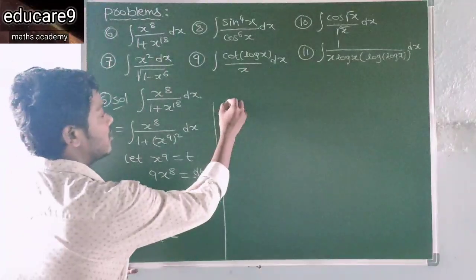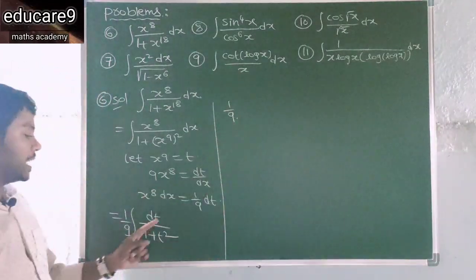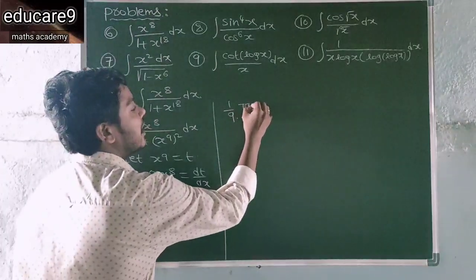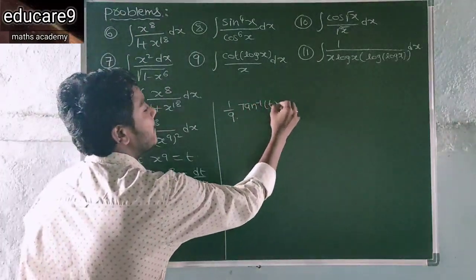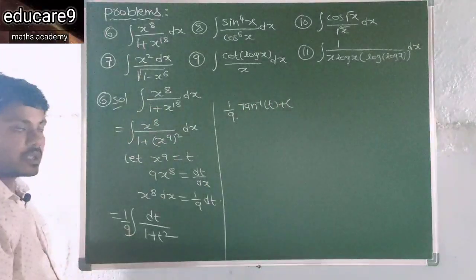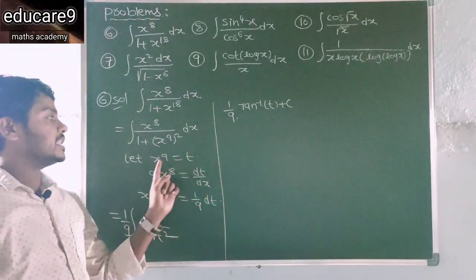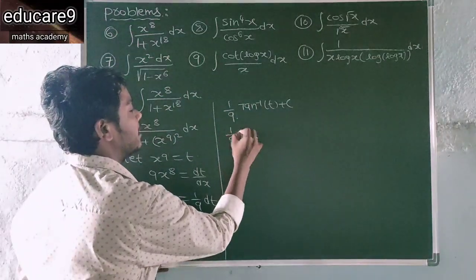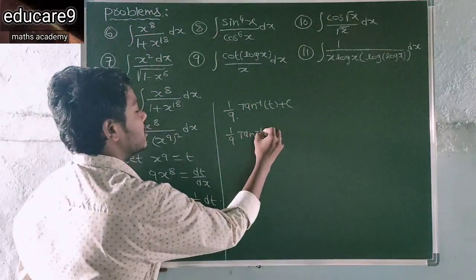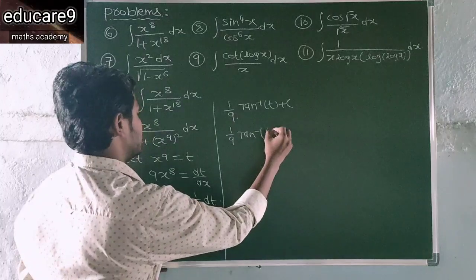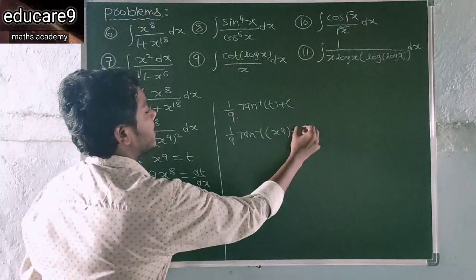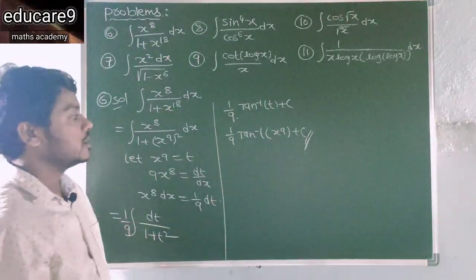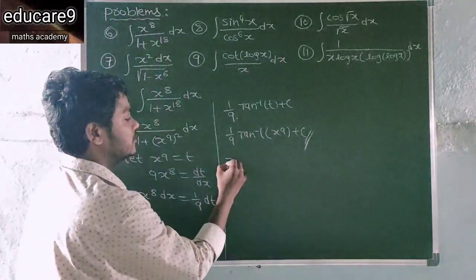Now integrate this. What you get? 1 by 9 into integration of 1 by (1 plus t square). That is tan inverse t plus c. But what is t? That is x to the power of 9. So substitute there. What you get? 1 by 9 tan inverse (x to the power of 9) plus c. So this is the required answer. So now see the seventh question.